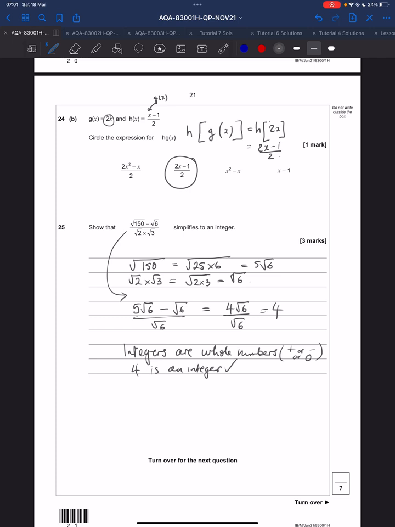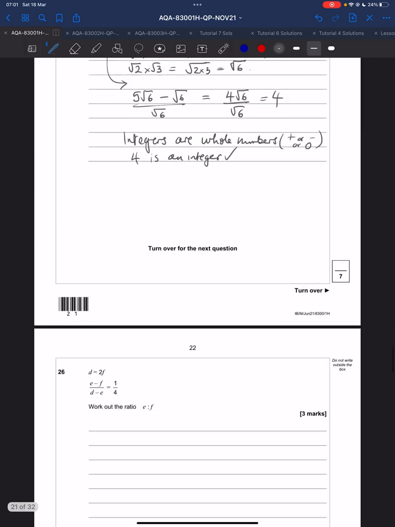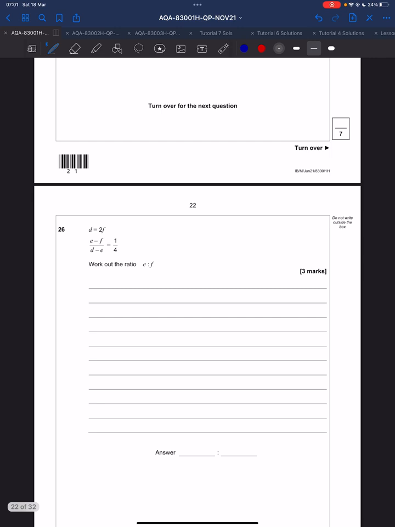Basically, we've cancelled out all root 6. We've removed the surds. Question 26. D is 2f. (E minus f) over (d minus e) is 1/4. Work out the ratio e to f.